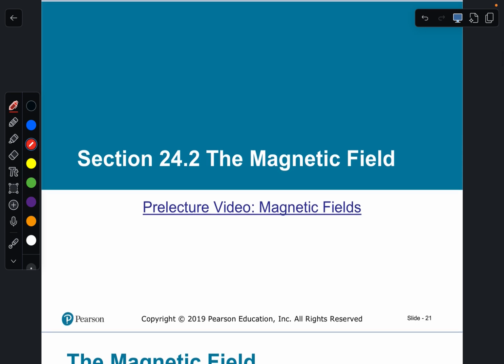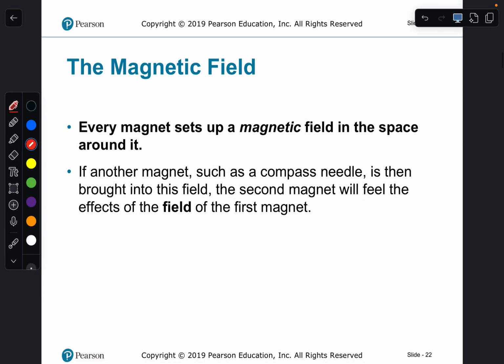So all of this is going on because these magnetized objects are creating magnetic fields around them, just like charged objects create electric fields around them. So we're going to talk about the field created by these magnets. Okay? They create a magnetic field. Every magnet sets up a magnetic field around it, just like every charge creates an electric field around it.